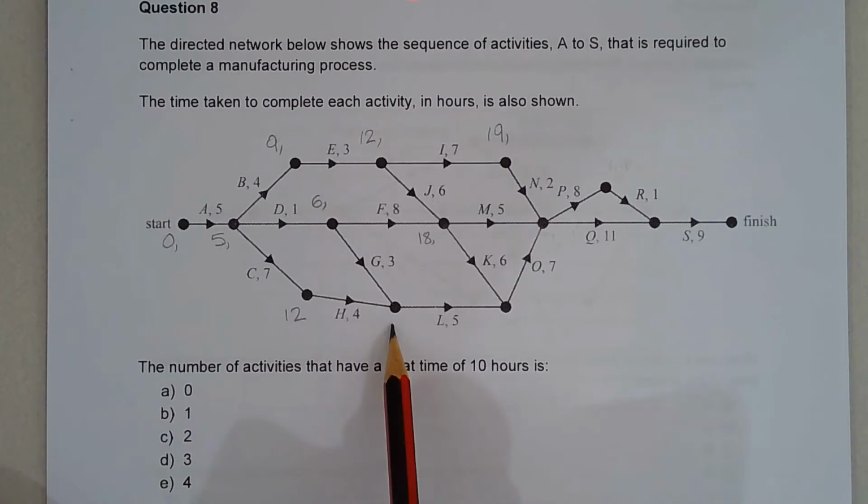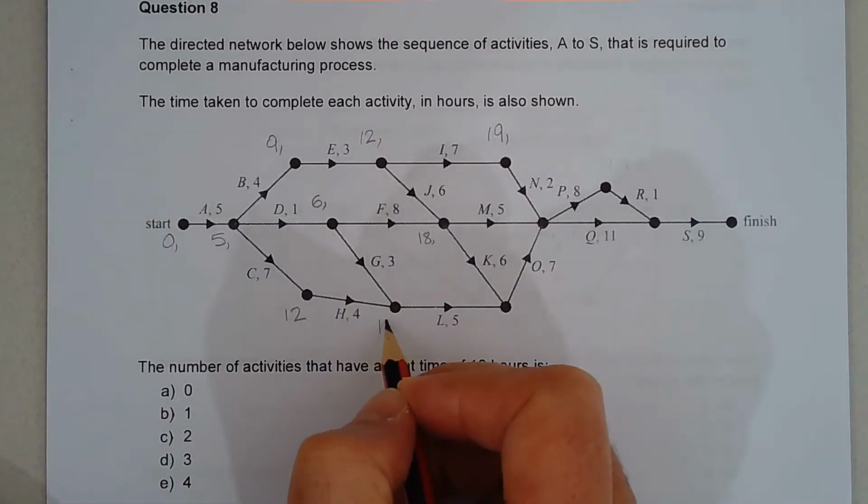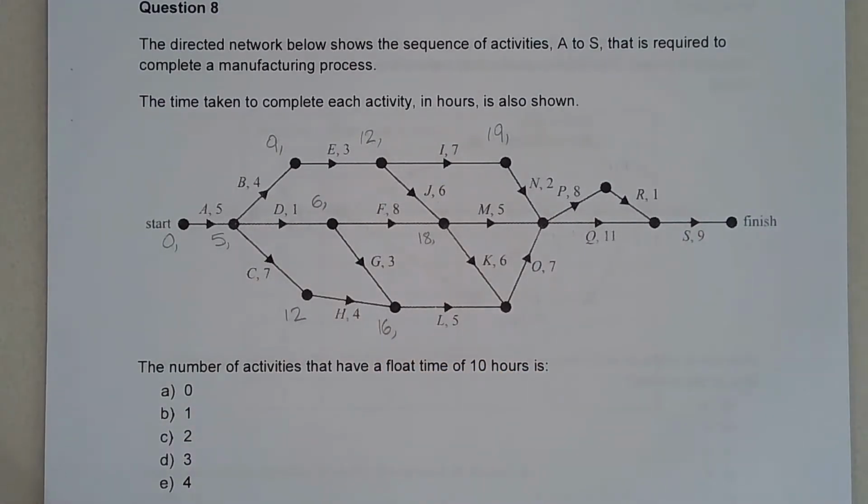12 plus 4 is 16, or 6 plus 3 is 9. 12 plus 4 is 16, the higher of the two. So with forward scanning, it's always the higher of the times, if there's more than one way to get to a vertex.